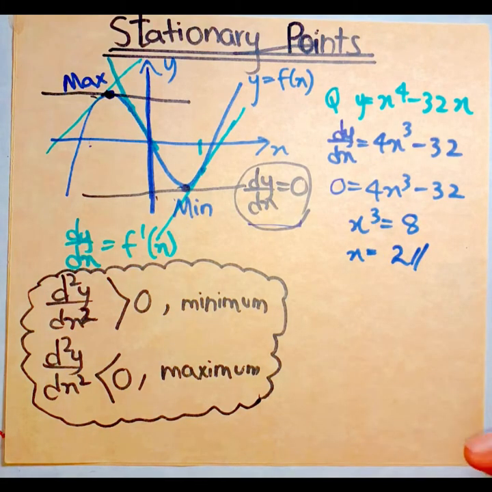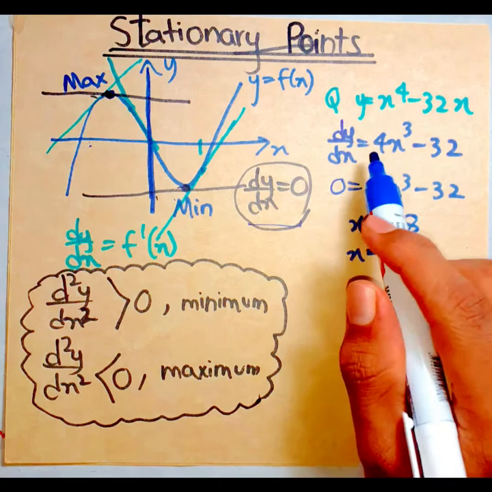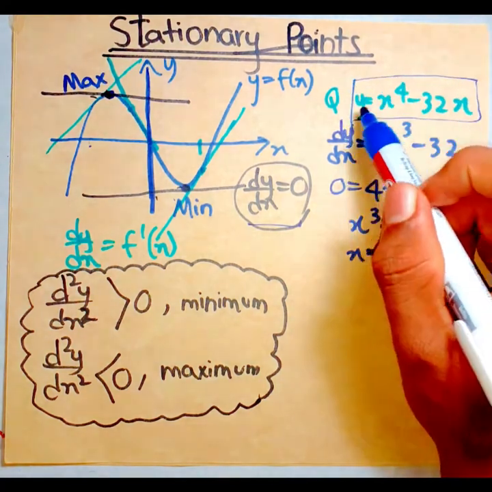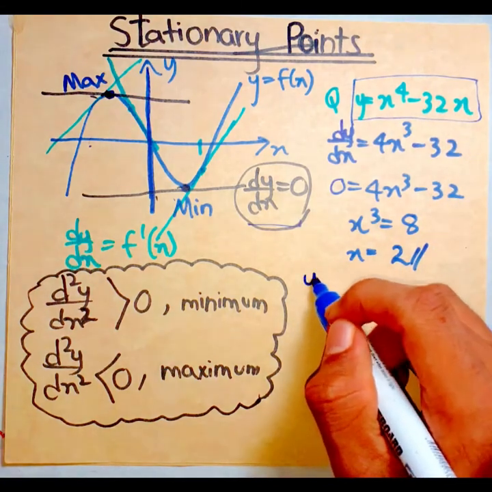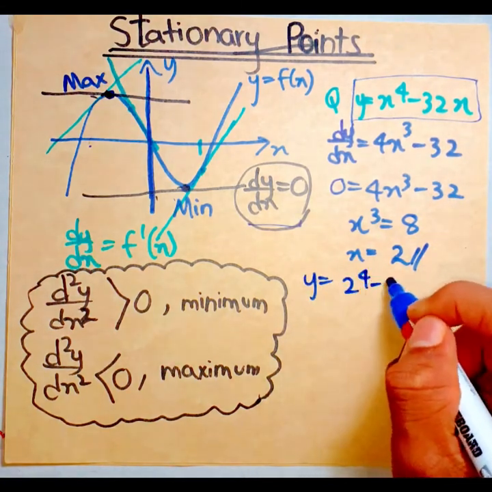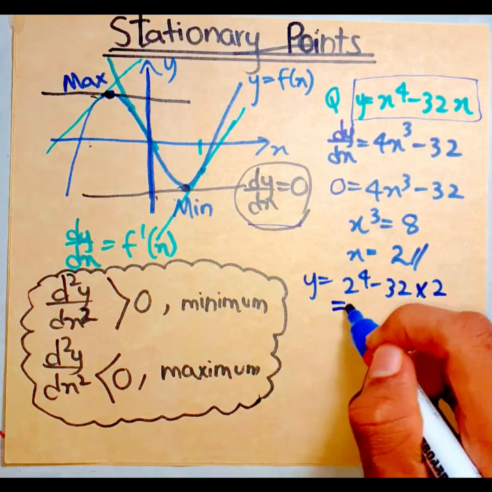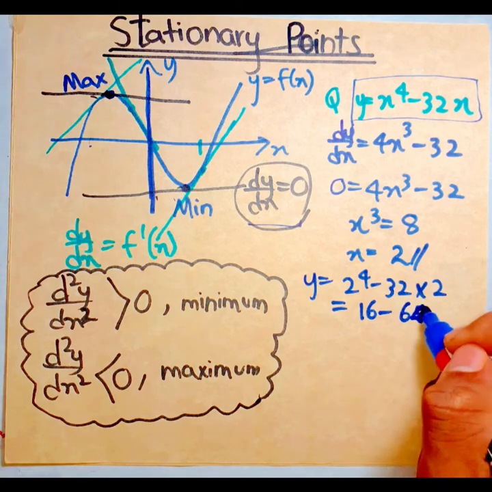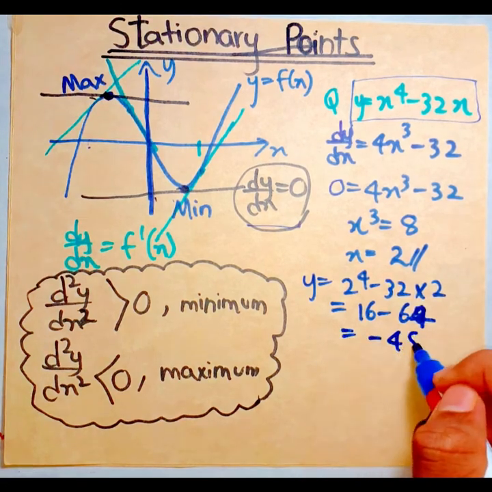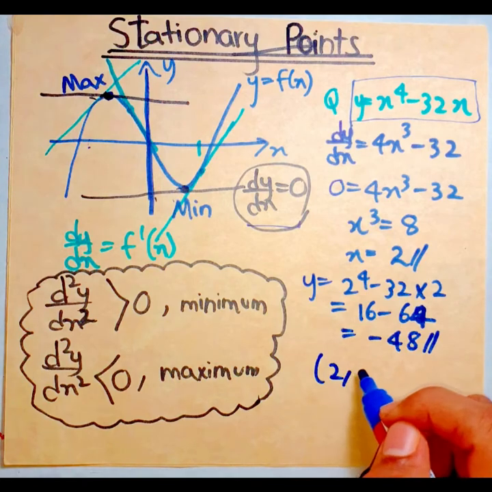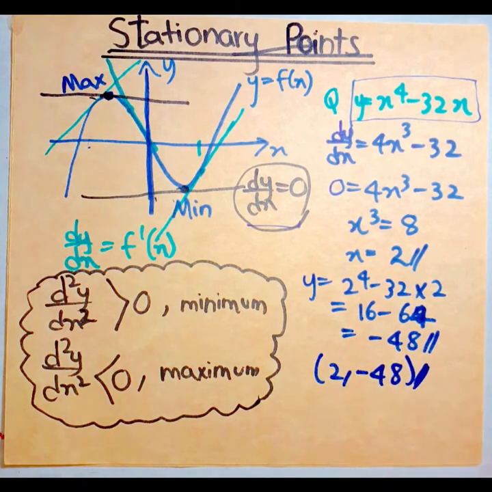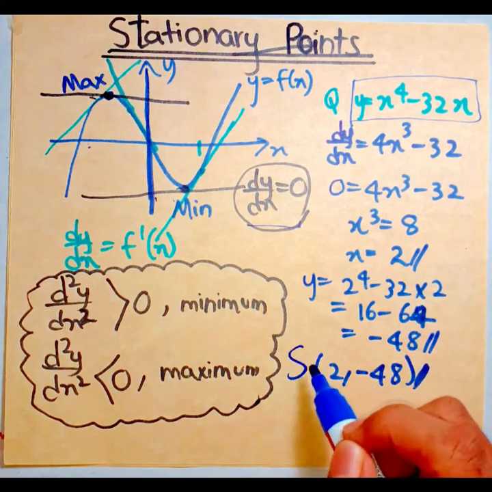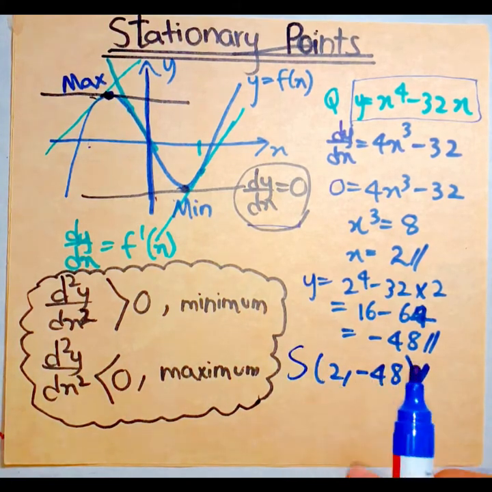So now we found the stationary point, and if we want to find the y value also, we plug this into the original function, which is y equals x to the power 4 minus 32x. So y equals 2 to the power 4 minus 32 into 2, which is 16 minus 64, which is minus 48. So the coordinates are going to be 2 comma minus 48. Now we found the coordinates of the stationary point. We'll name it as S.